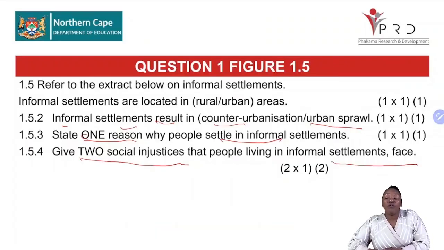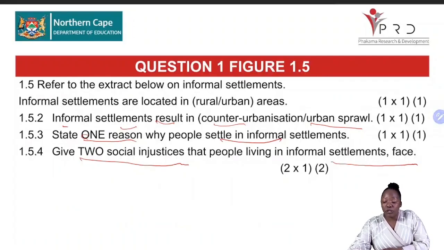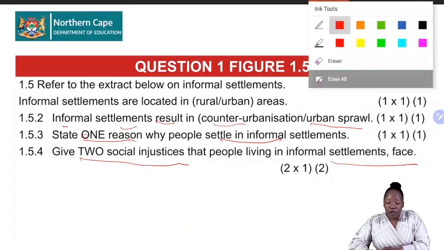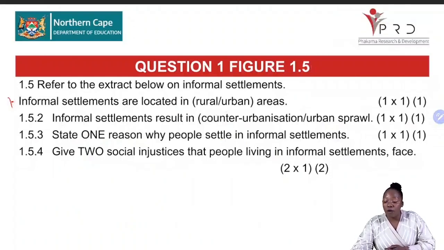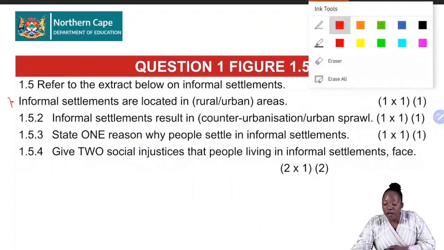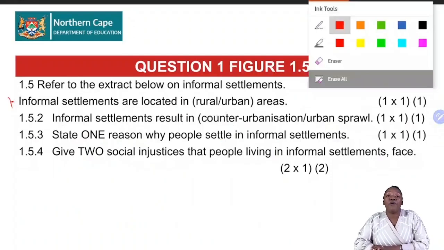With the hope that you are now ready to answer the questions. So you have your 4 questions, starting with your question 1.5.1, which is where the informal settlements are located. Is it the rural or is it the urban? And then after that, up to question 1.5.4, where you need to give 2 social injustices. So I'm going to give you 4 minutes to answer these 4 questions, and then after 4 minutes, we will proceed to question 1.5.5 up to 1.5.6.